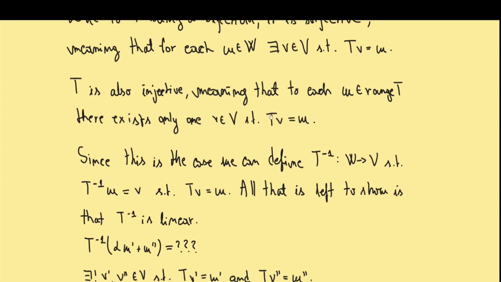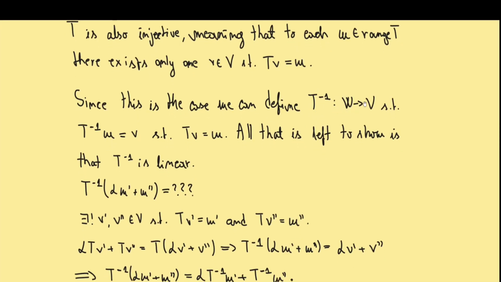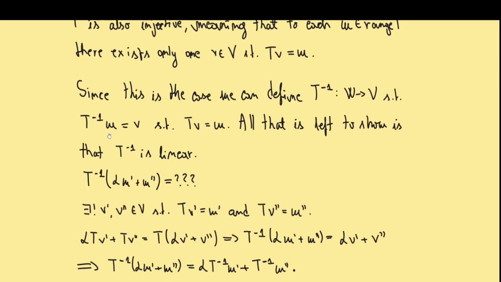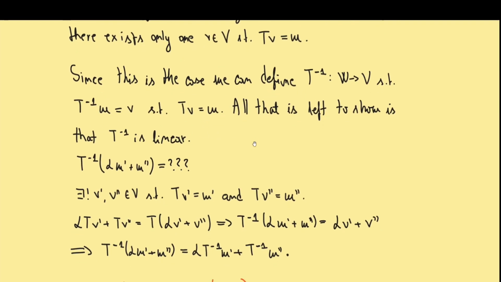So due to T being injective, we can't have that some v1 and v2 get mapped to the same output. Now, since this is the case, we know that each v gets mapped to exactly one w, and all of the w's have some originals to them, so some v's that get mapped to them, so we can just go backwards. We can define the mapping T minus 1 from W to V such that if you give me some w, I will give you the v, where the v is just the thing that gets mapped to the original w. So we can do this due to T being a bijection.